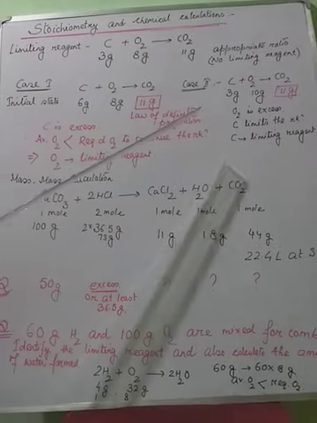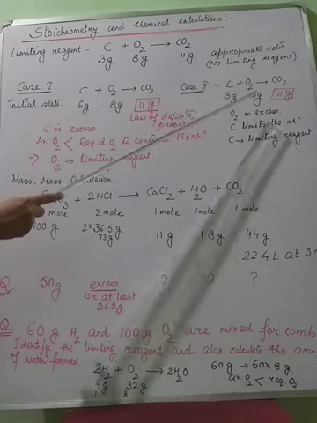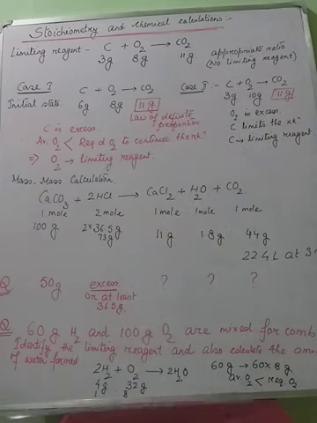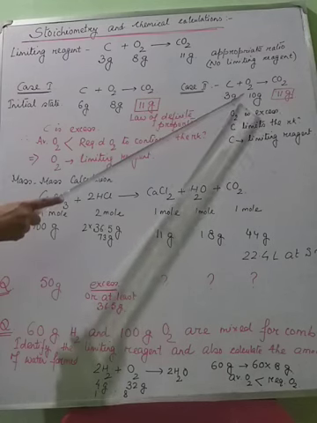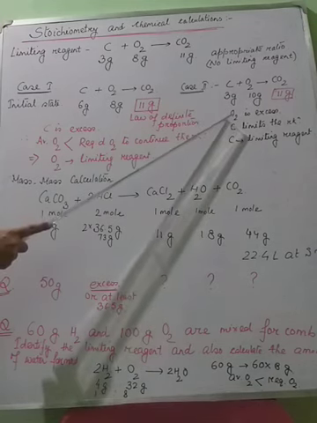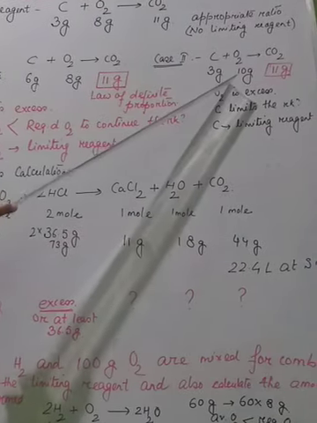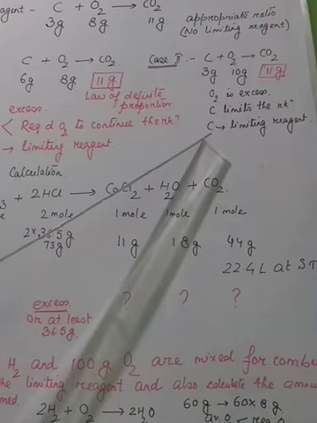Now we'll see the second case where we have taken 3 gram of carbon and 10 gram of oxygen. We know that again according to the law of definite proportion, 3 gram of carbon would react only with 8 gram of oxygen. So even if we have excess of oxygen, though oxygen is in excess, we do not have sufficient carbon to react with this excess oxygen. Then carbon actually limits the reaction, or carbon is called the limiting reagent.